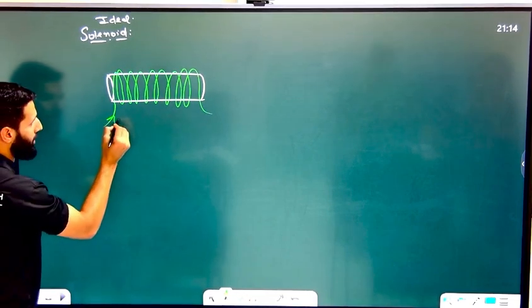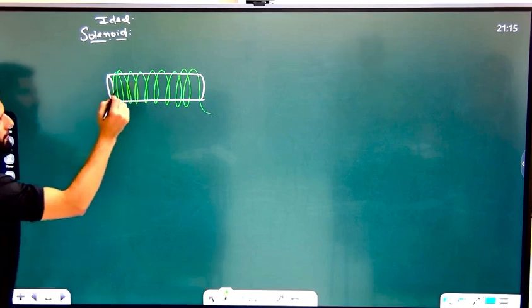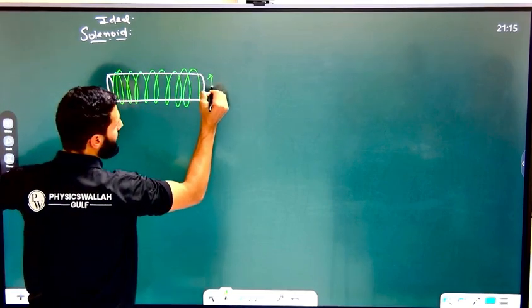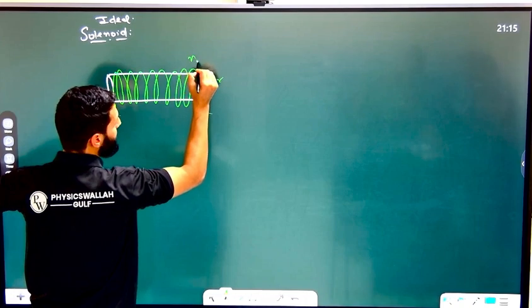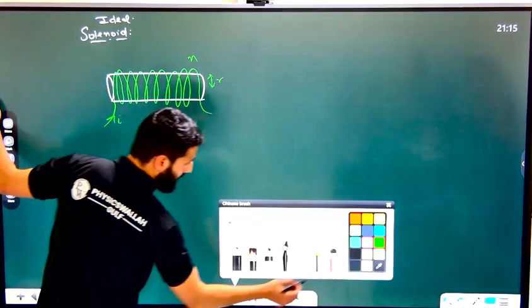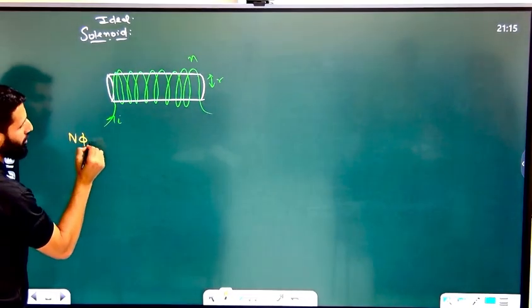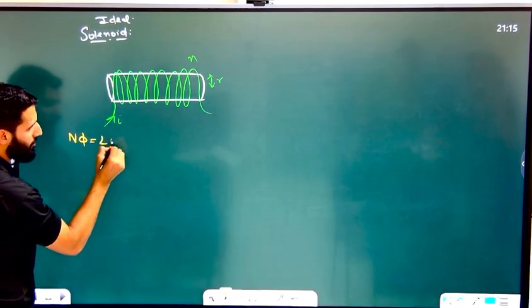Once we wrap it around and I send a current I through it, can I write the flux linked with this solenoid? If it has, for example, radius r and n number of turns per unit length, can I write its flux as N phi equal to L i? This is the first thing which we learned, right?